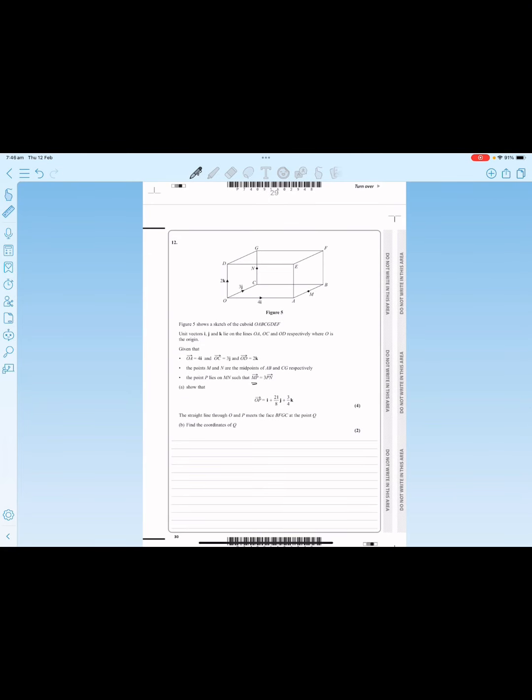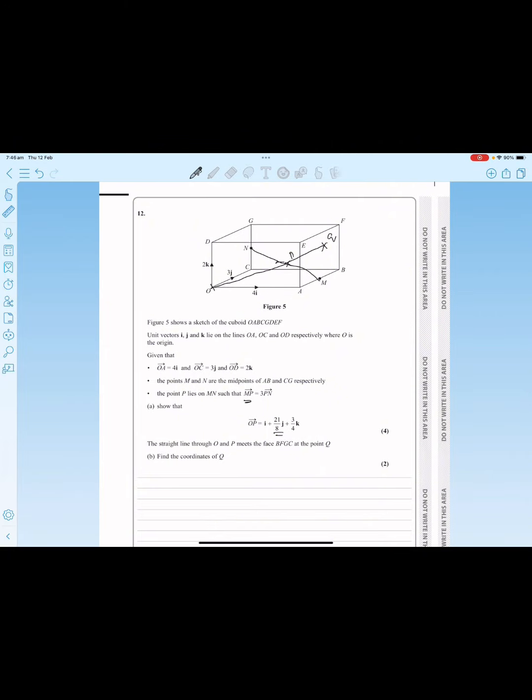So part B is actually quite tricky. It says the straight line through OP. So okay, we had MN, right? This was our MN, and this was our point P. It says the straight line through OP meets the face BFGC at the point Q. Find the coordinates of Q.